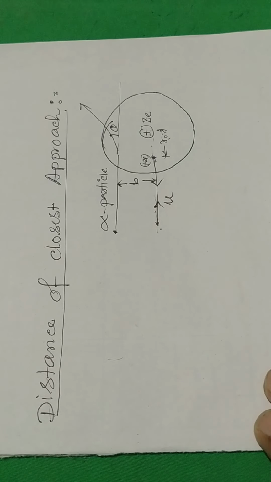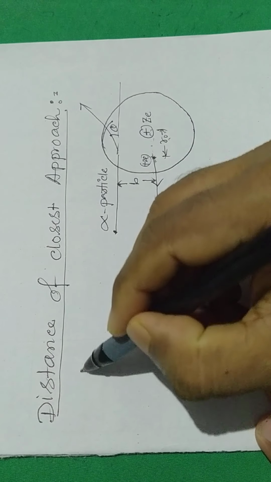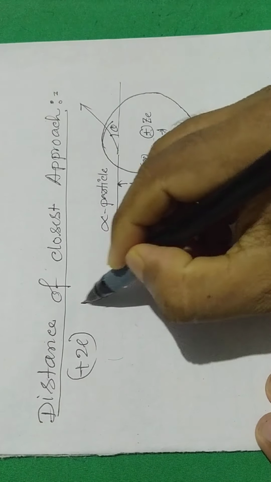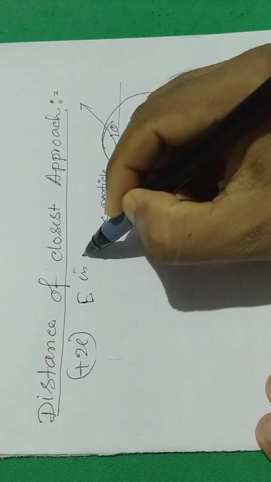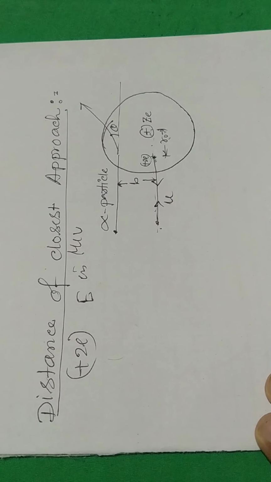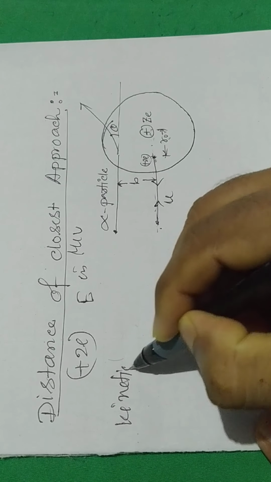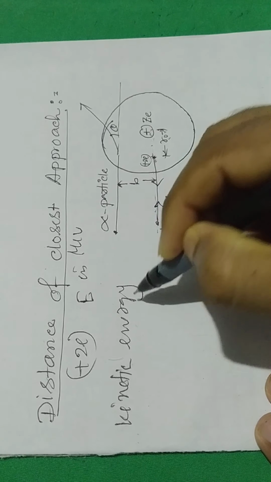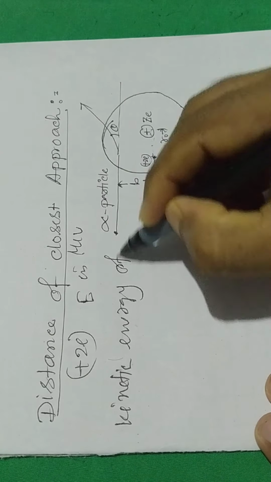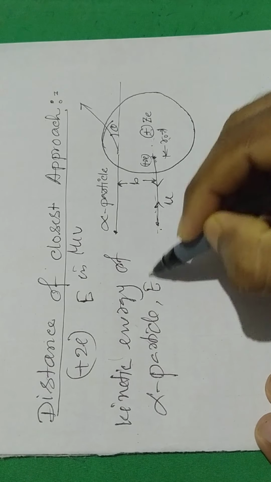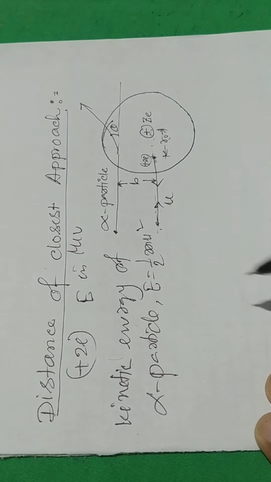Let us find the expression for the distance of closest approach. Let an alpha particle of charge 2e having energy E in mega electron volt be directed towards the center of the nucleus. Now the kinetic energy of the alpha particle is ½mu².